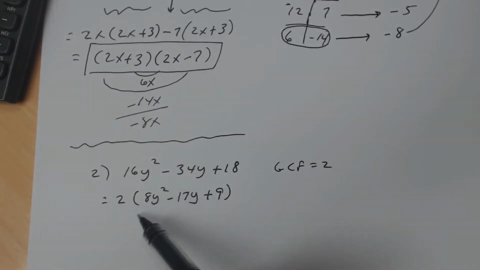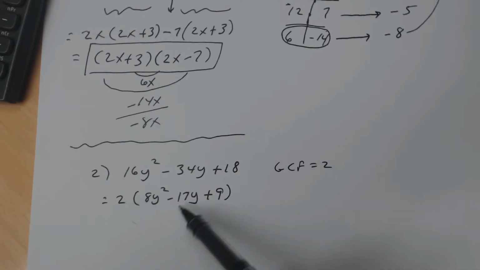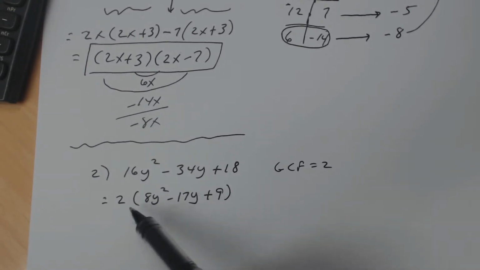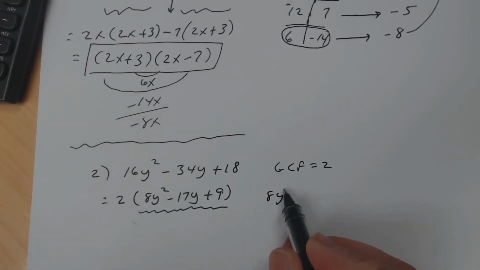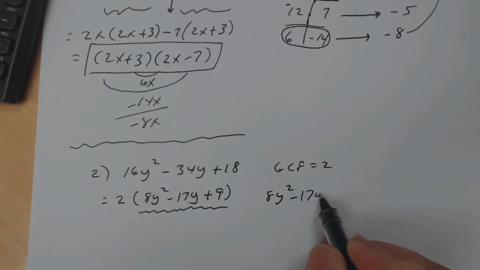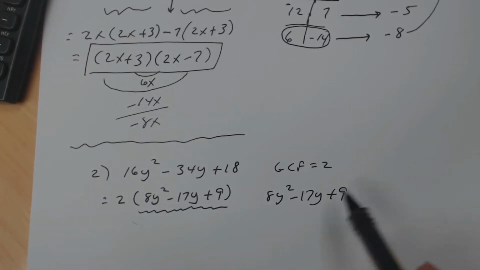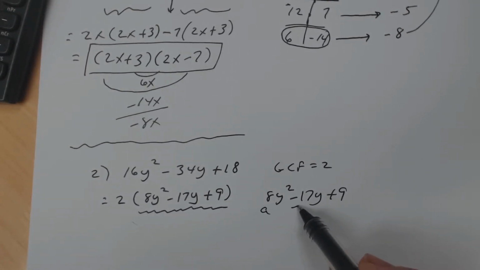So 2 times 8y squared is 16y squared. Check yourself. Use the distributive method. 2 times negative 17y is negative 34y. And then 2 times a positive 9 is 18. All right, now we're going to use grouping using the AC method with this trinomial. So I'm going to bring that to the side to do the work here. So I get 8y squared minus 17y plus 9. All right, so remember, this is your A, this is your B, and this is your C.